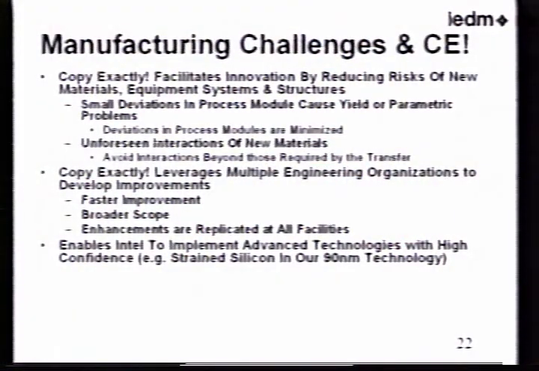Copy Exactly also enables significant improvement within the corporation by leveraging multiple engineering organizations. If you have exactly the same process in one fab as you have in a second fab, one fab can use its engineering organization to work on one problem, another fab can use its engineering organization to work on a second. Because the processes are matched, when both engineering organizations have identified the solutions, it's directly applicable to the other facility. That essentially doubles the rate at which we can identify and continue to improve our technology even after the development has ceased on a particular technology.